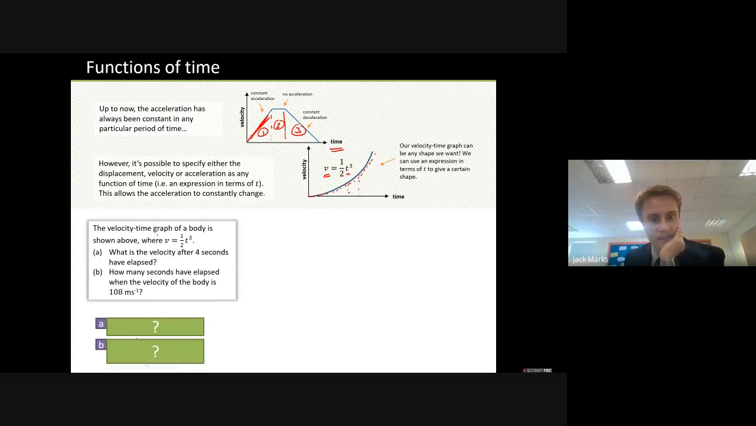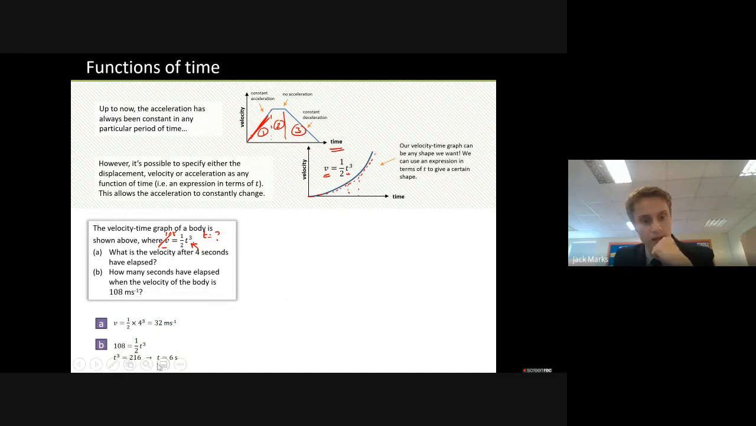A couple of examples. So velocity equals half t cubed. What velocity after 4 seconds? Well, you just put the number 4 in. You substitute it in. How many seconds have elapsed when the velocity is 108? Well, the velocity is 108. What is t? So you solve that one backwards. Times by 2 both sides, cube root, for 6 seconds.